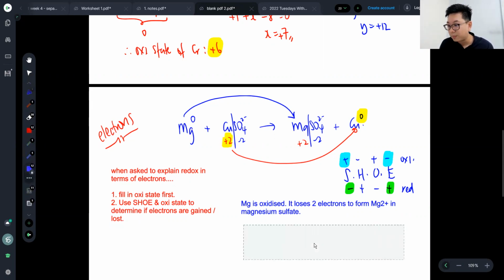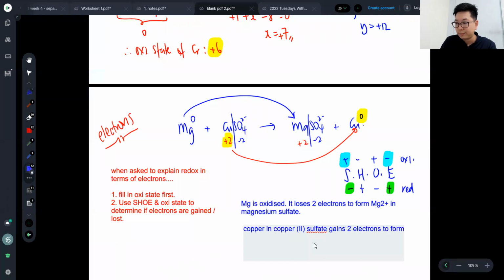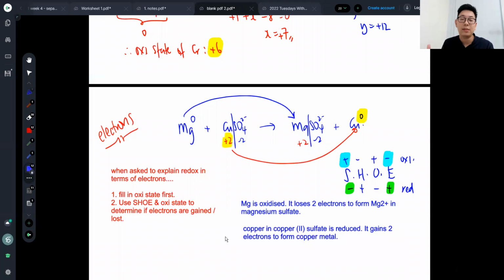So in this case, copper in copper 2 sulfate gains 2 electrons to form, oh wait, oops. Copper in copper 2 sulfate is reduced, sorry about that. It gains 2 electrons to form copper metal. That's how we answer redox in terms of electrons. Without writing oxidation state, it's really quite hard. It will take some effort, like mental sums. So I rather write oxidation state.